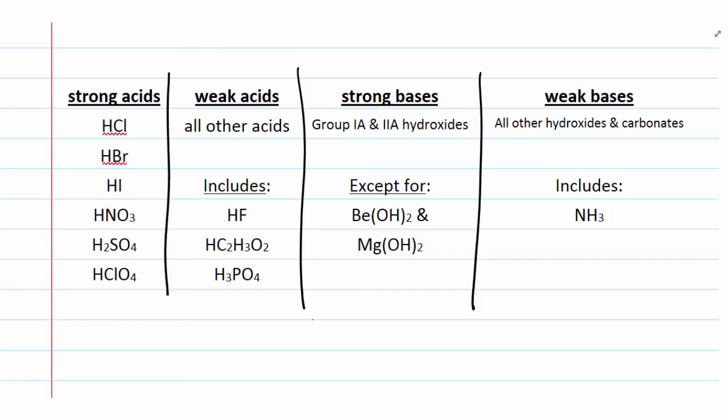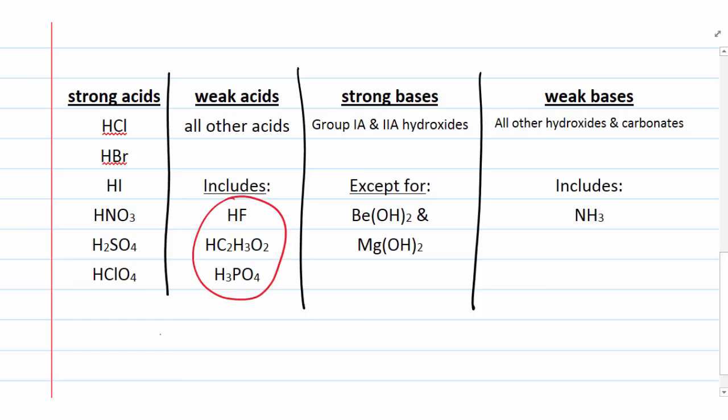Because if you learn these, this is a complete list of strong acids. If you learn this complete list of strong acids, then all other acids you encounter will be classified as weak acids. If you learn these strong bases, then any other base that you encounter is going to be a weak base. So if you're going to concentrate on learning anything, learn your strong acids and your strong bases, because these are complete lists, and any other acid is going to be a weak acid, and any other base is going to be a weak base.